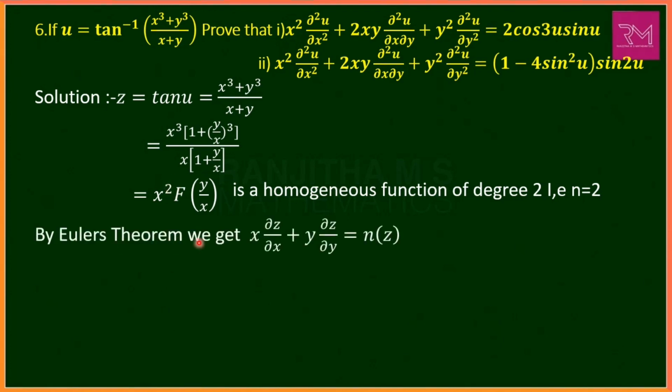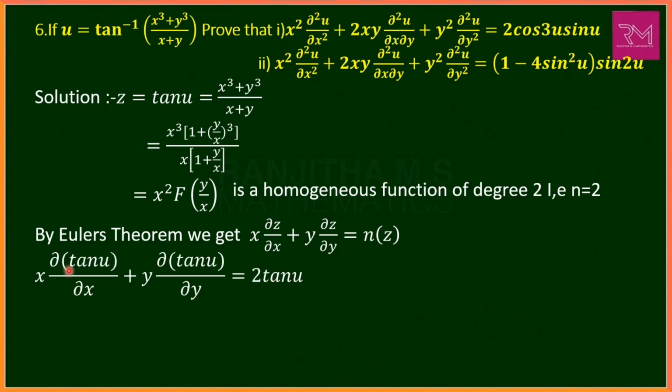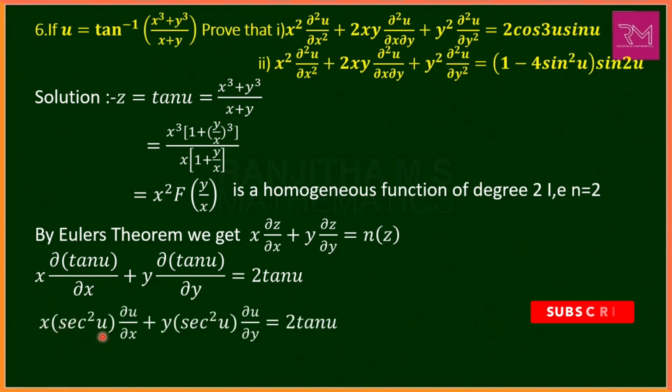So from Euler's theorem, we get the value as x into del z by del x plus y into del z by del y, which is equal to n into z. Substituting z value as tan u, we get x into del of tan u by del x plus y into del of tan u by del y, which is equal to, here n value is 2 into z value is tan u. Here differentiation of tan u with respect to x is secant square u, hence we get x into secant square u into, again differentiation of u with respect to x is del u by del x, plus y into differentiation of tan u is secant square u into differentiation of u with respect to y is del u by del y, which is equal to 2 into tan u as it is.